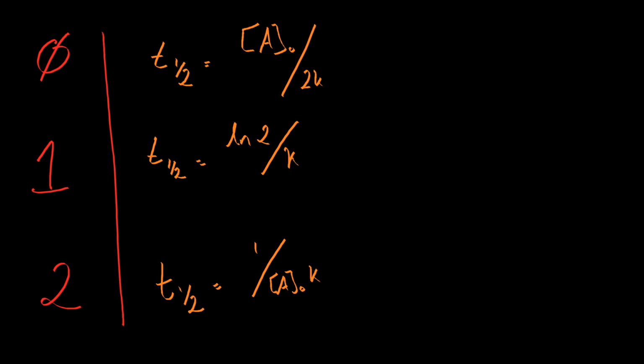Well, we have zero, first, and second order reactions, and we have their half-lives. For a zero order reaction, the half-life, T1/2, is equal to [A]0, or concentration zero, whatever your initial concentration is, over 2k, where k is the rate constant. For first order, T1/2 is natural log 2 over k. I might make that mistake a lot.